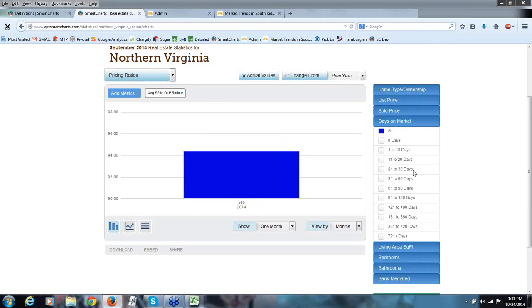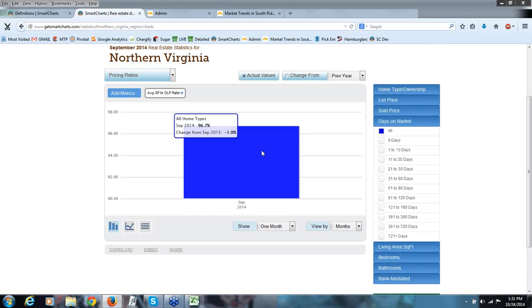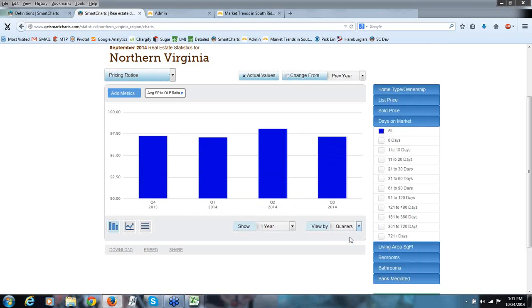So this is for all homes, and we're at 96.7%. And we'll switch this to a quarter just to have even more data. And we'll switch this to 1 quarter.